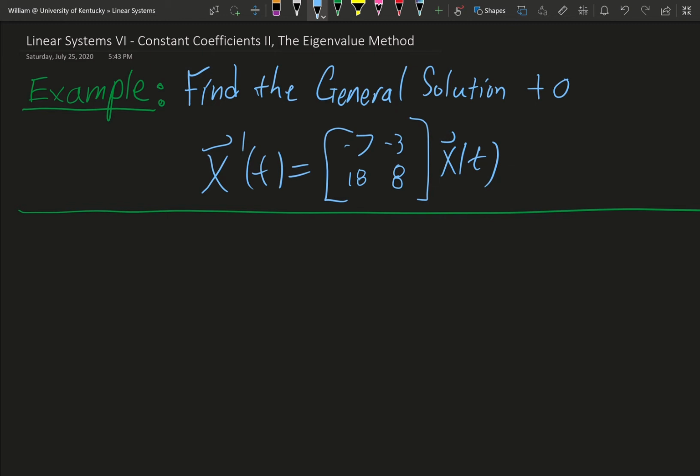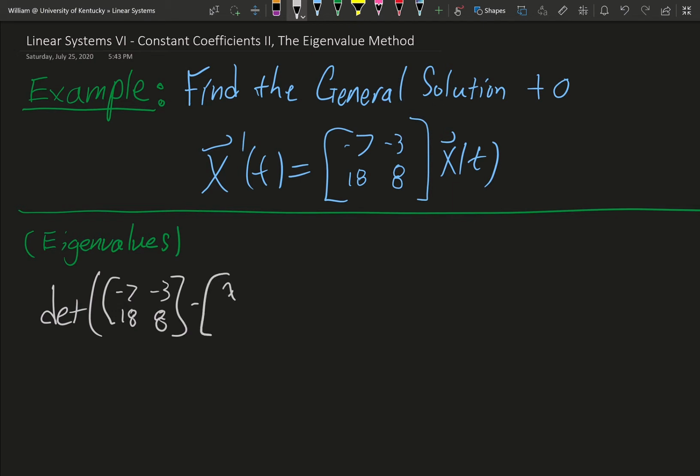All right, so in today's lecture, we're going to combine what we learned in the previous two, and we're going to use it to solve systems like this as quickly as possible. So what we're going to do at first is find the eigenvalues. Remember, we do this by taking the determinant of the difference of our coefficient matrix and the matrix that just multiplies everything by lambda.